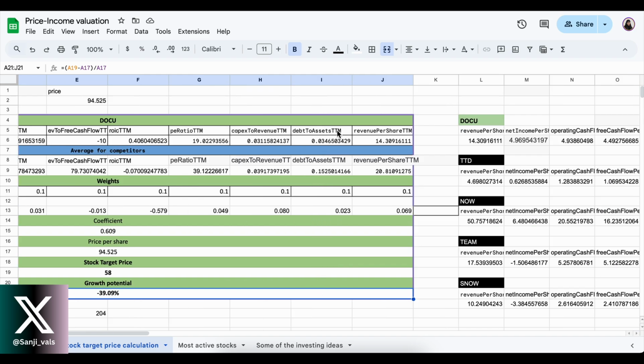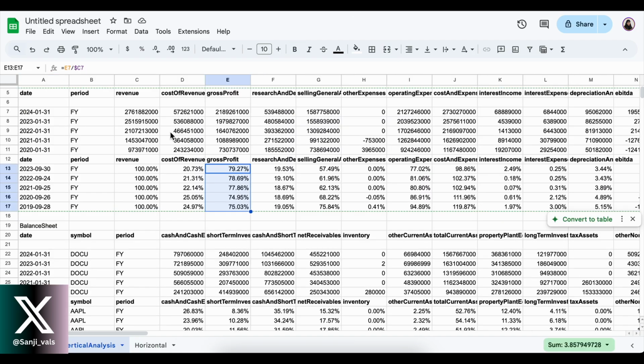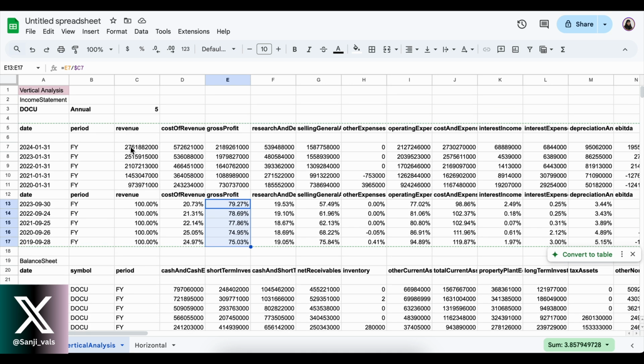Again, over here we have closest peers. Take all those 4 and compare, take the vertical analysis of just input the stock ticker over here of each peer one by one to see the gross profit. If DocuSign has the highest gross profit based on the peers, that's a good sign.